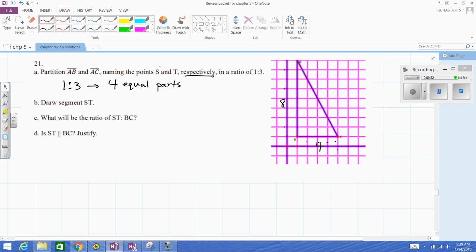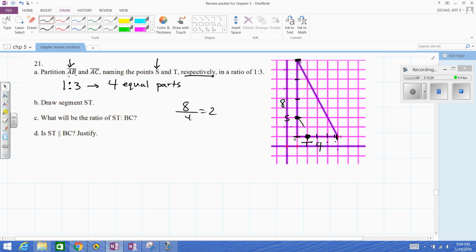When they say respectively, that means AB's point should be S. Okay, so if we want to take 8 divided by 4, they're going to be 2 each. Right? And we should move from A to B. Okay, so this is one part, that's 3 parts. That's where S lands. 4 equal parts, right? Move in the first one, that's where T lands.